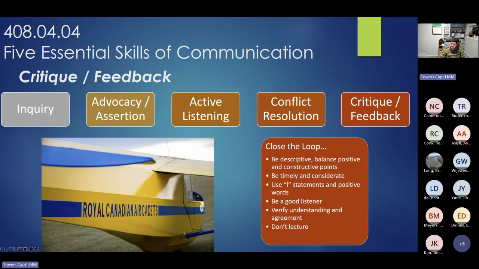Avoid asking questions for which you already know the answer. Avoid interrupting the other person. Let them communicate their thoughts and give feedback in private.